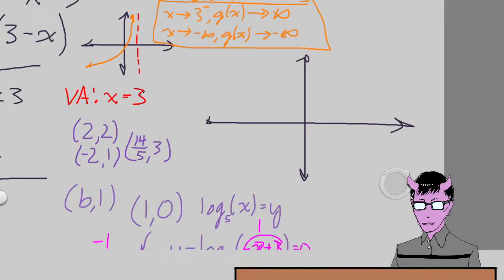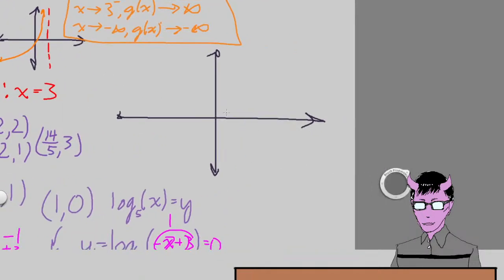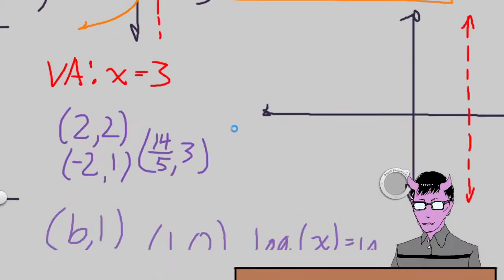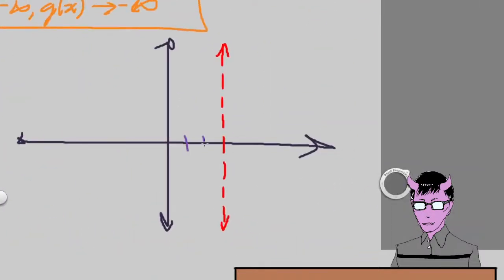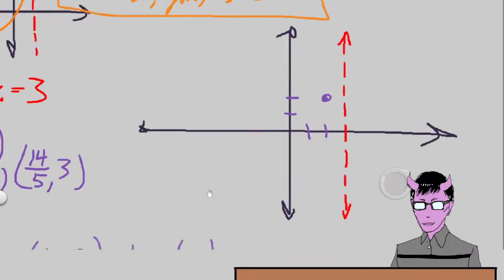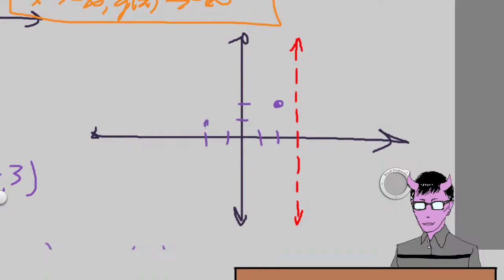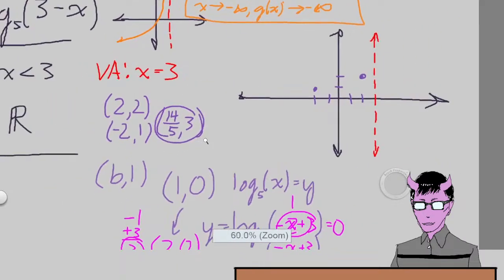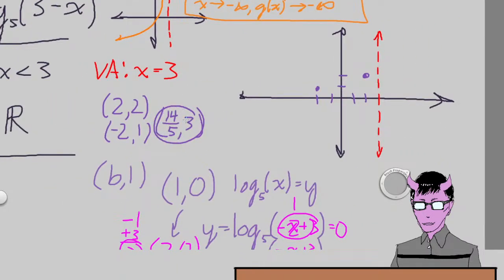I always like to put the wall first. So the wall at +3. So 1, 2, 3. And then we have 3 anchoring points at this point. So 2, 2. We have -2, 1. And we have a very awkward close to 5. Wait. Oh no, I'm sorry. This is close to 3.